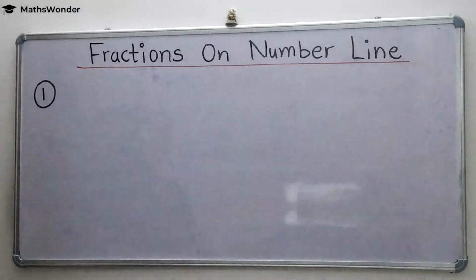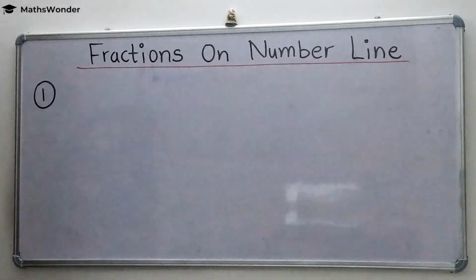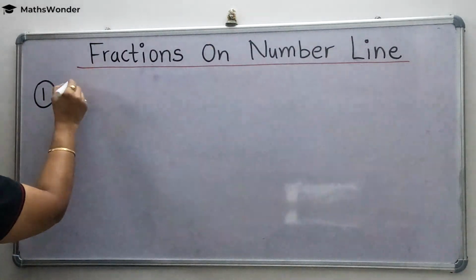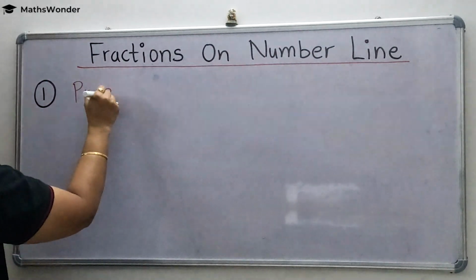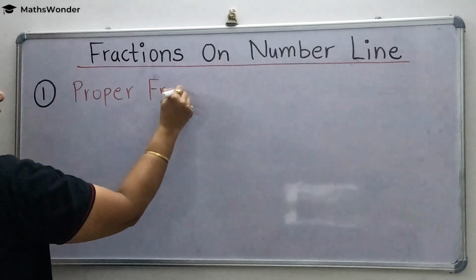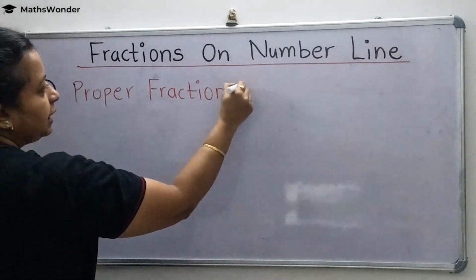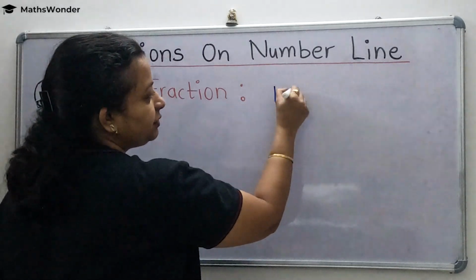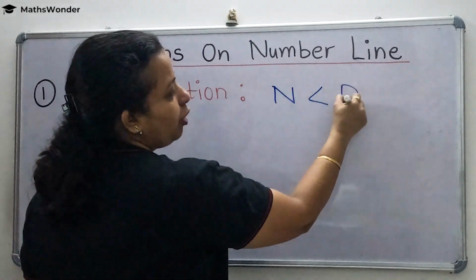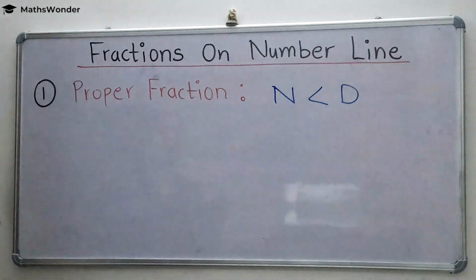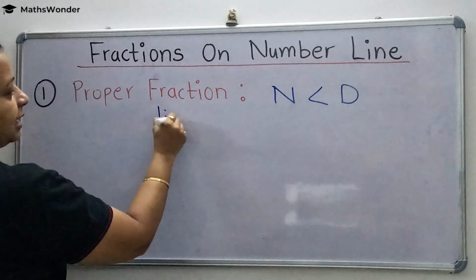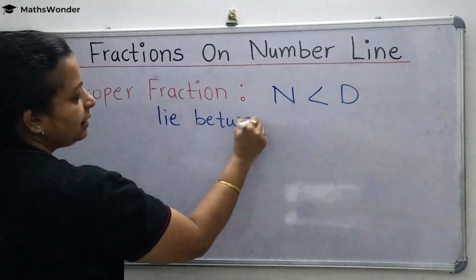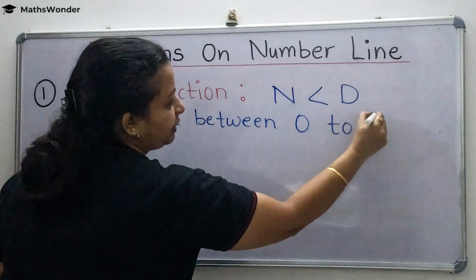So now the topic is representation of fractions on number line. The first is if your fraction is a proper fraction. In the proper fraction, always remember, if the numerator is smaller than the denominator, you know it, right? If numerator is smaller than the denominator, we call it a proper fraction. And proper fraction always lie between 0 to 1.